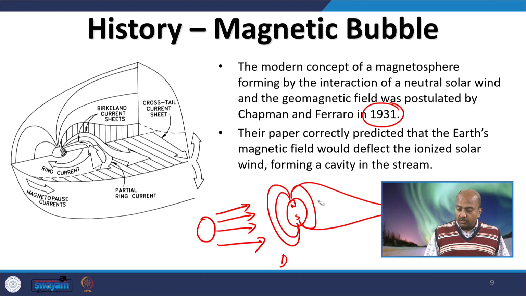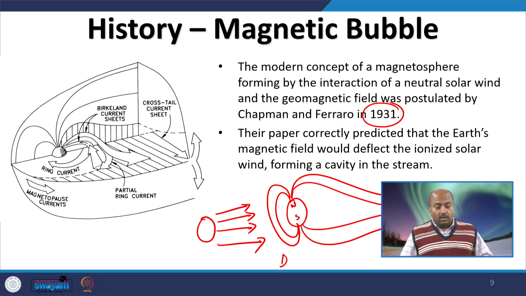This elongation is not as simple as that. This elongation has to be explained by also including the idea of reconnection, which we will talk about in detail in the coming lectures. But the basic thing that we have to understand here is that the modern concept of the magnetosphere forming by the interaction of the neutral solar wind and the geomagnetic field, which is the dipolar magnetic field of the Earth, was postulated by Chapman and Ferraro in 1931, which is pretty much valid, right.